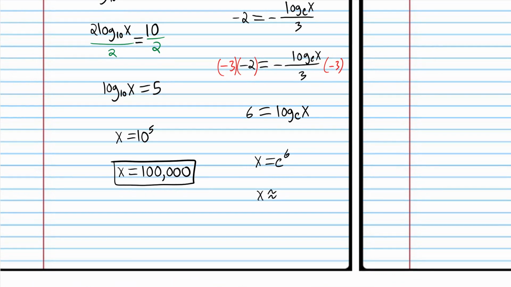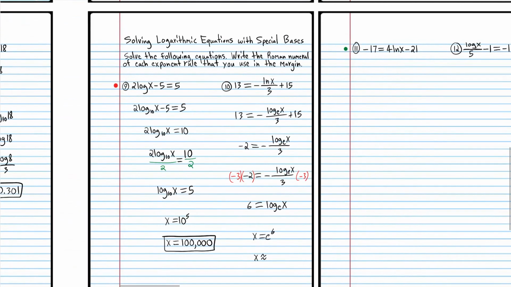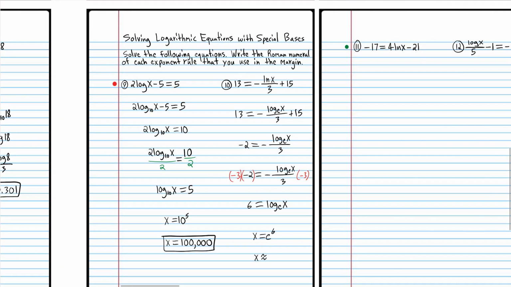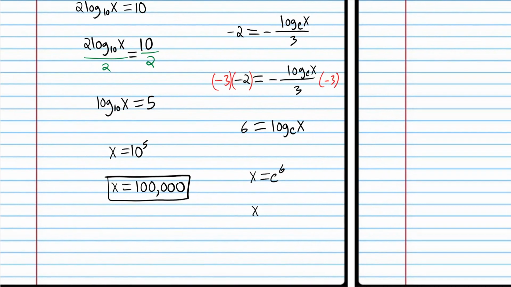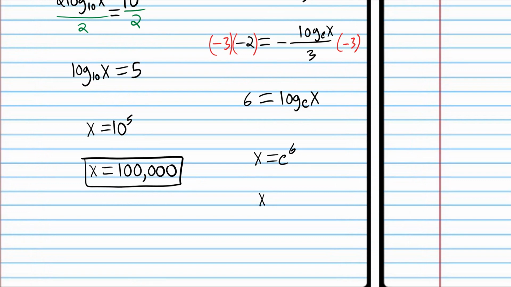But we're told to, actually we're not told to round off, so I guess we can leave it like that. But I want you to understand that e is not a variable, it's a constant. So let's go ahead and calculate this.